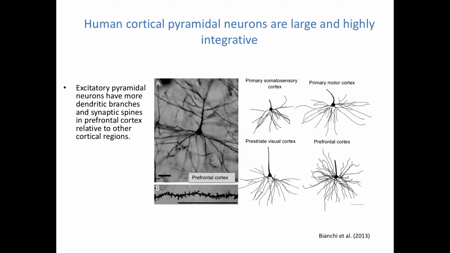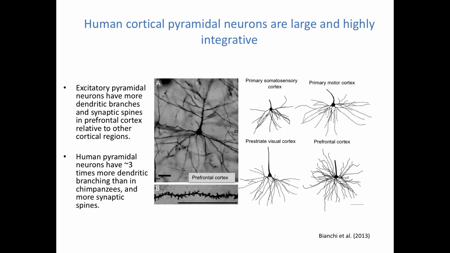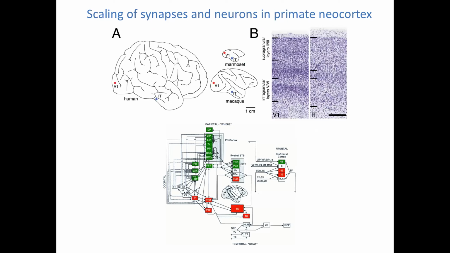The cortical association areas are populated by neurons in humans that are highly branched and integrate many, many synapses. And when you compare human pyramidal neurons for their morphology in something like a Golgi impregnation, like you see here, to those in chimpanzees, and count up the extent of dendritic branching and synaptic spine densities, you see that human pyramidal neurons have 3 times more dendritic branching than in chimpanzees, and also more synaptic spines. So we sought to put this sort of observation in a broader comparative context by examining the scaling of synapses relative to neurons in a more systematic manner across primates.